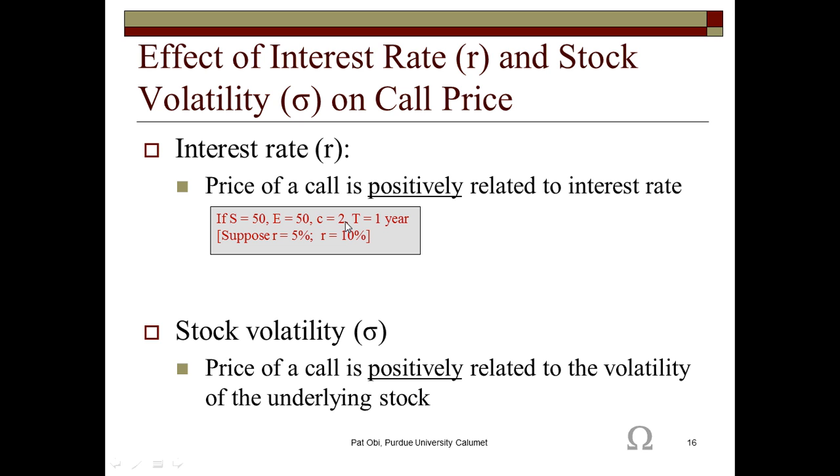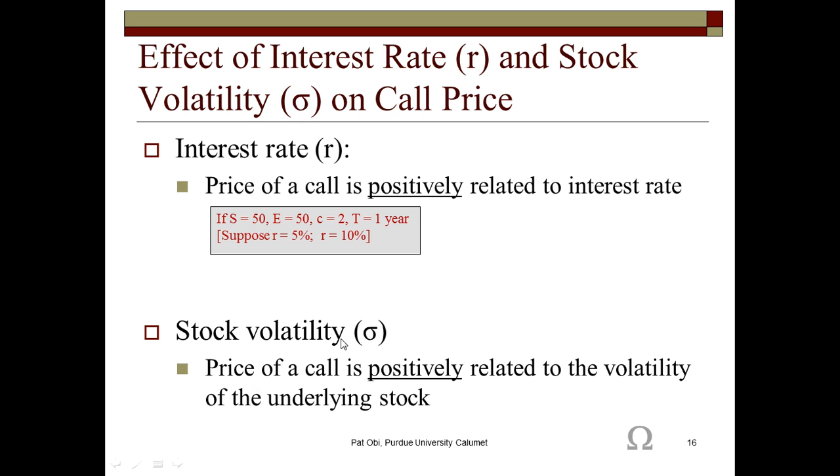paying $2 to buy a call that gives you the right to then pay $50 to buy a stock 1 year from today would be much more attractive, because you'd be getting paid a higher interest of 10% than a lower interest. So the higher the rate of interest, the greater would be the benefits that you would receive from your interest income on the $50 that you put away in a bank for 1 year, pending when the option expires, and then you go ahead and buy the stock.